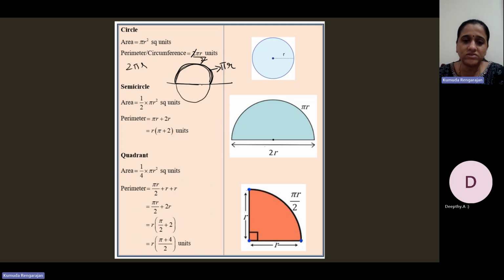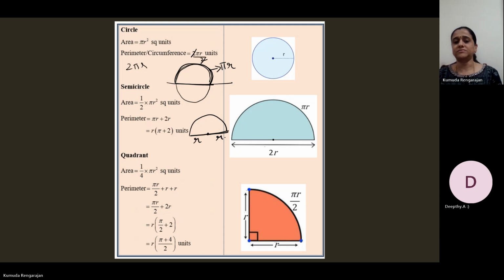But what about this portion of the semicircle? This is pi r. The length of this arc is pi r. What about this? This is the diameter, which is r plus r. See, this is radius, this is radius. r plus r, 2r. So the perimeter of a semicircle is given by the formula pi r plus 2r.